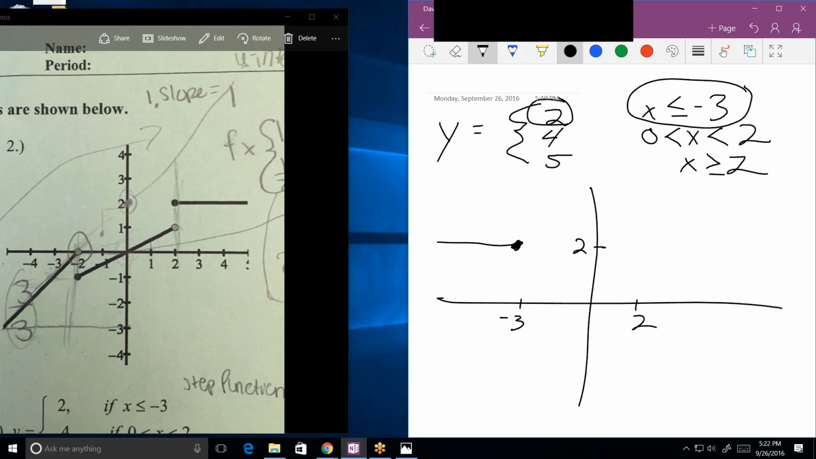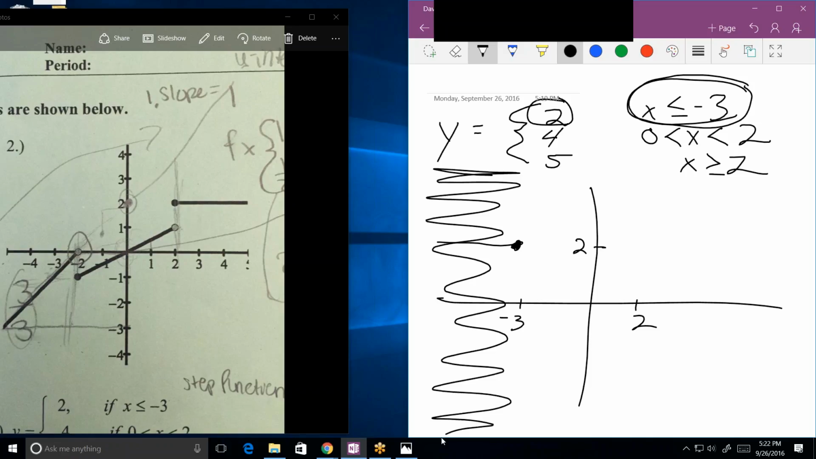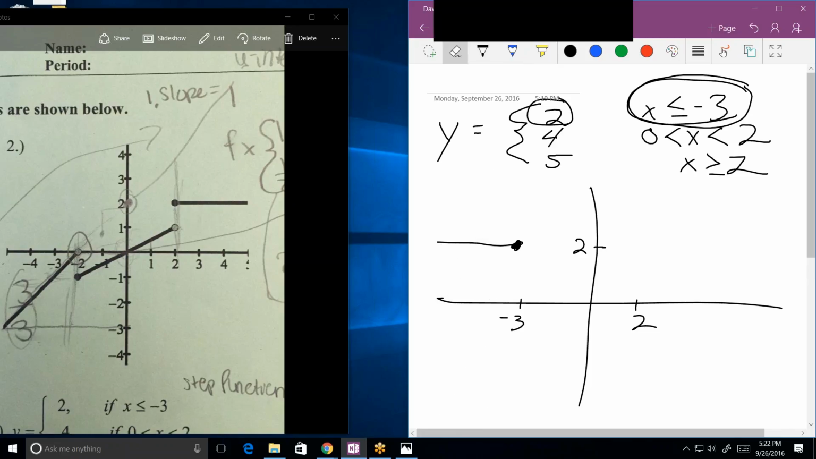No, there's no relationship between this 2 and this minus 3. This minus 3 talks about the domain. In other words, it's talking about that area right there. Gotcha. Then why would you put it on minus 3? Because that's the domain. In other words, whenever x is less than or equal to minus 3, then the function is y equals 2.